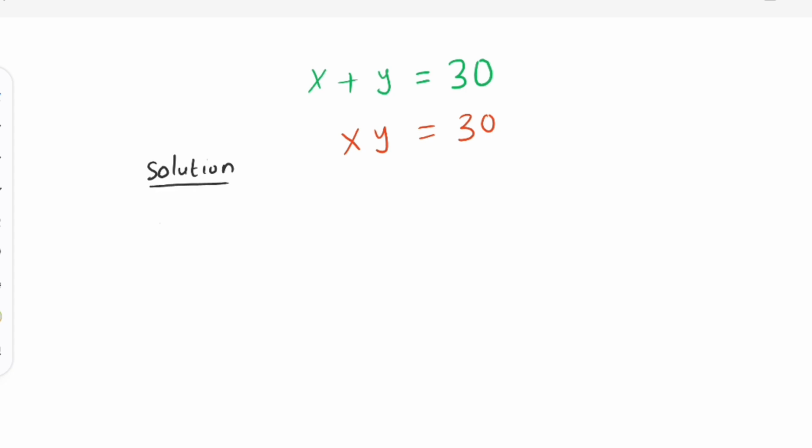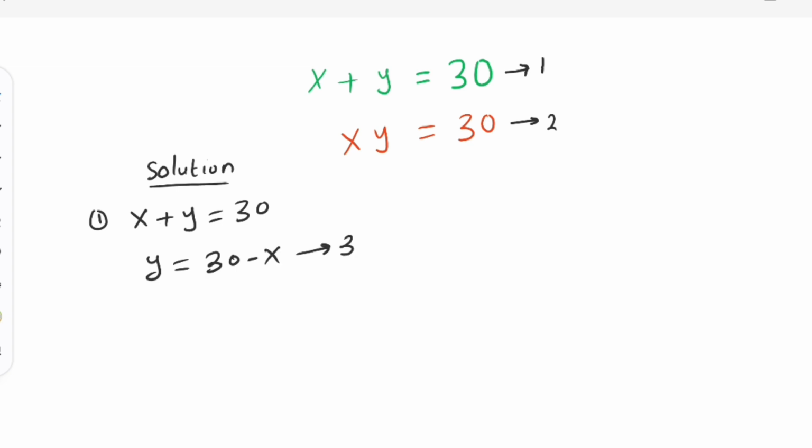Then here we have x plus y is equal to 30. Let us call this equation 1. And xy is equal to 30. Let us call this equation 2. From equation 1, x plus y is equal to 30, then y is equal to 30 minus x. Let us call this equation 3.